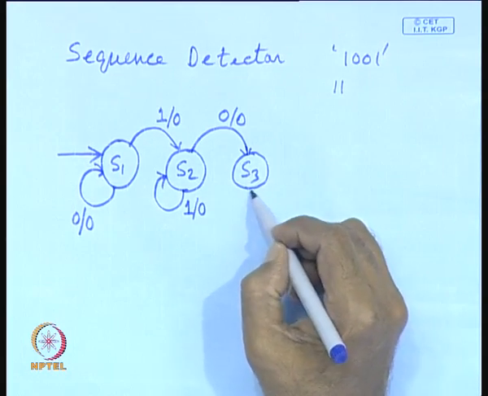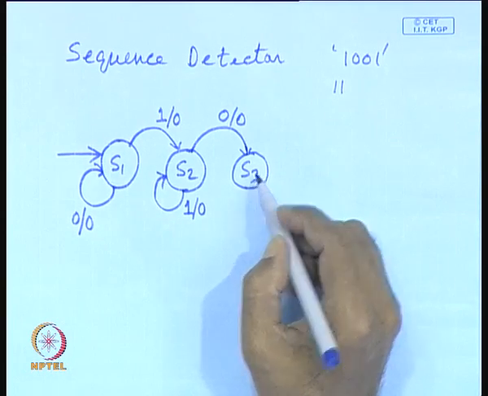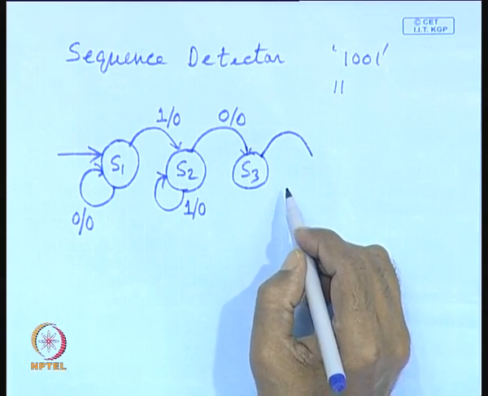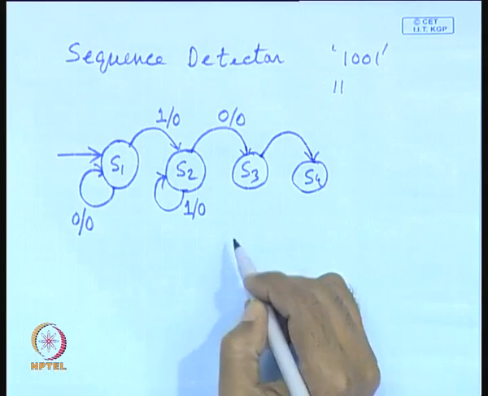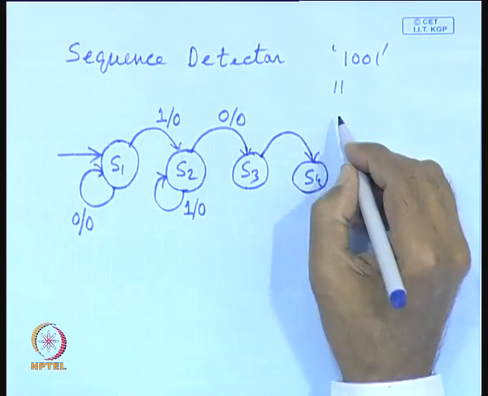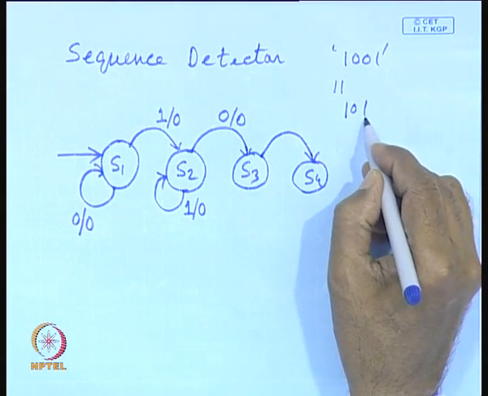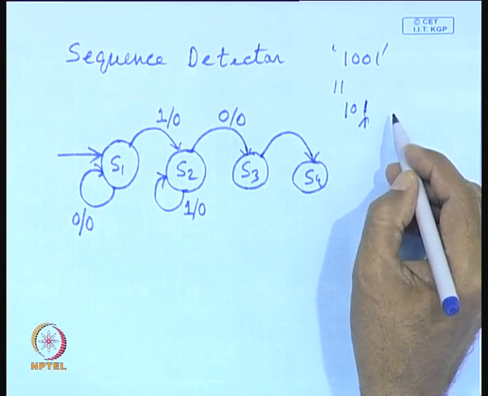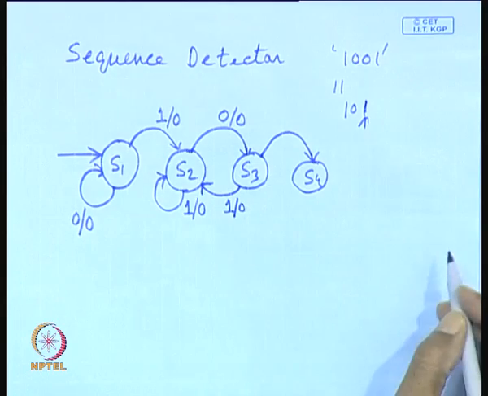Now, when the machine is in state S3, 2 things can happen: a 0 can come or a 1 can come. When a 0 comes, it will go to another state, S4. Now, if a 1 comes, what will happen? That means 1 0 1 has come, and obviously it is not going to produce 1. However, this 1 can be considered as the first one for a valid sequence. So, it will go to S2 whenever a 1 comes, producing 0.